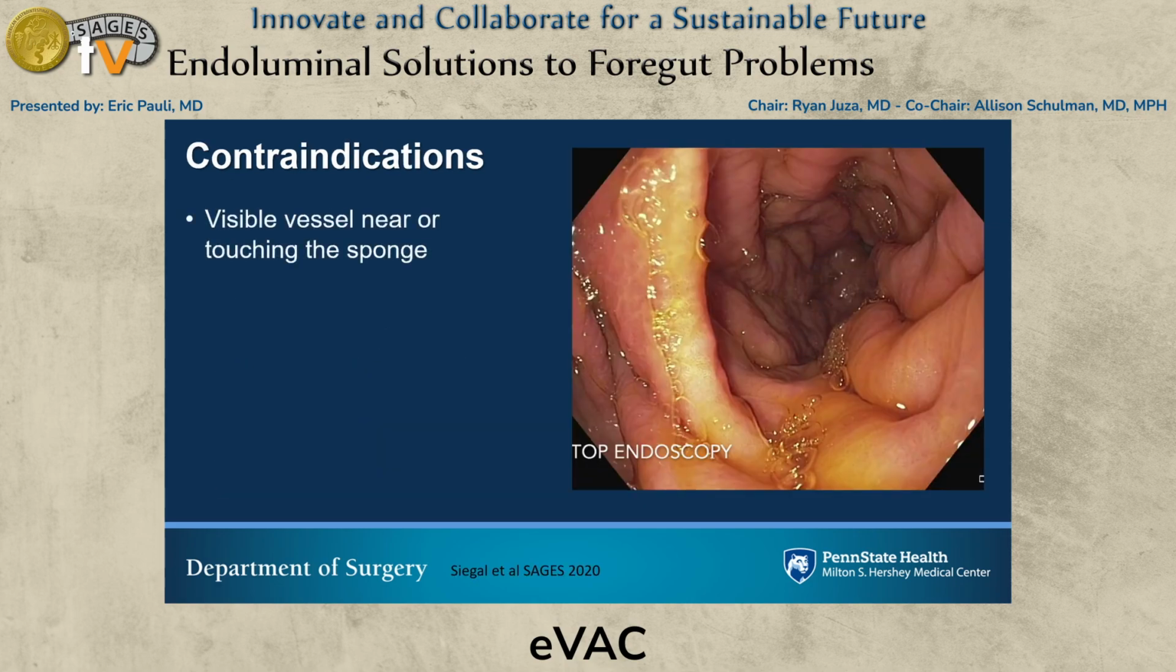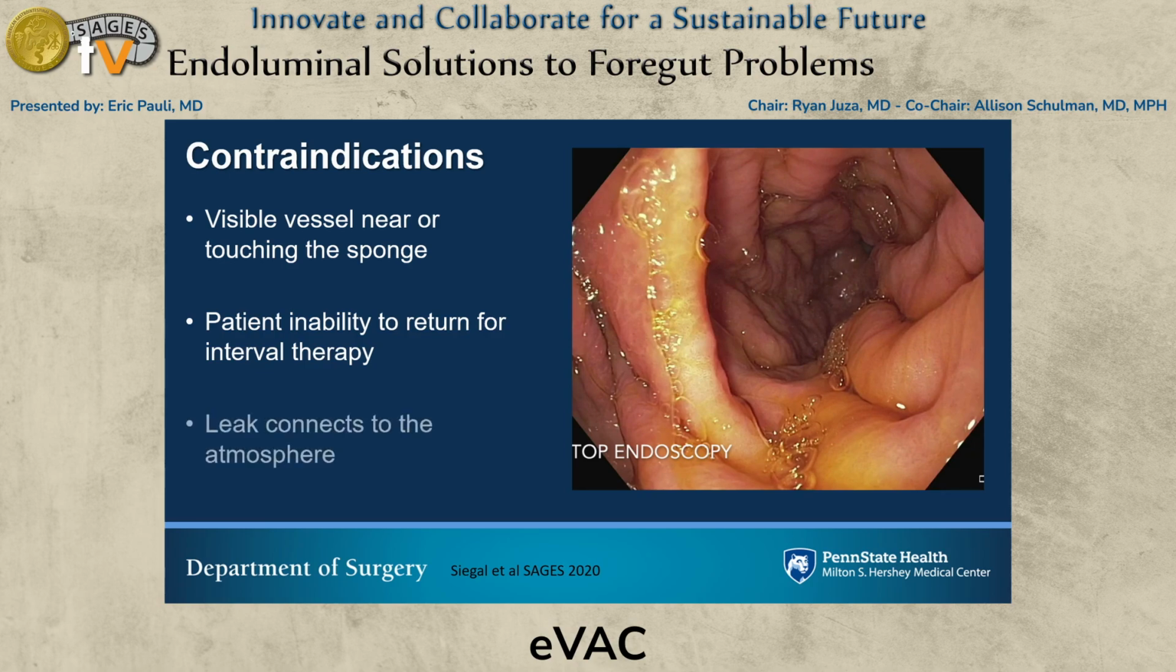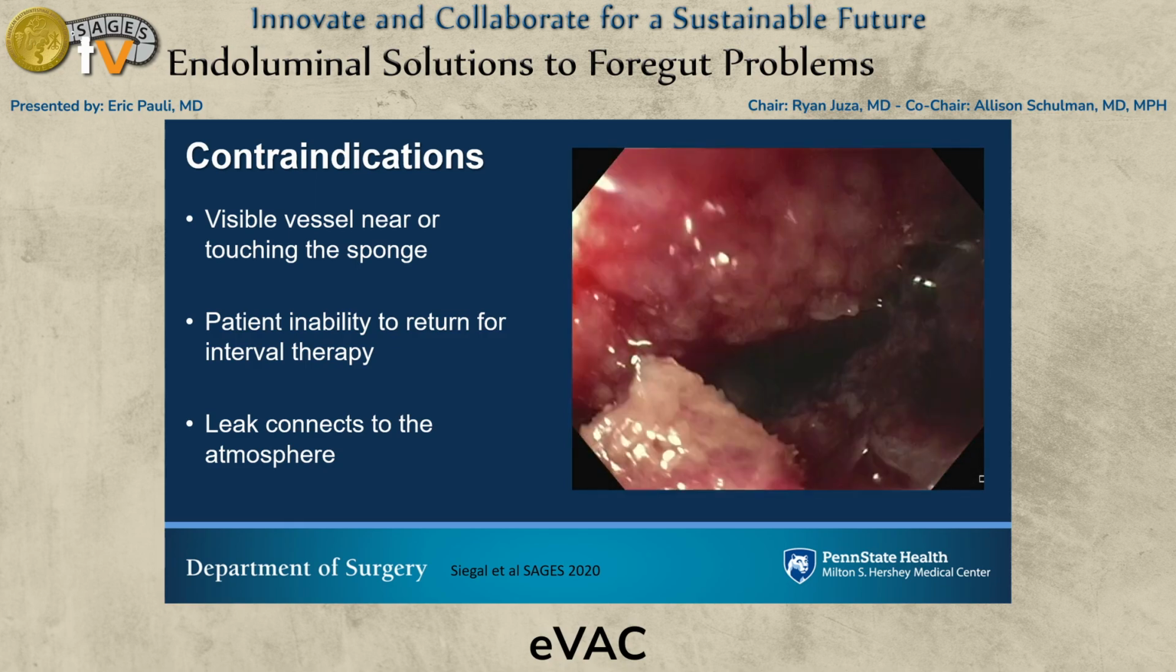There are a few contraindications listed in the literature. A visible vessel near or touching the sponge. This is, I would say, a relative contraindication. I've vac'd on both the heart and the great vessels. I would label them blood vessels, and they're visible in the field, and so you can get away with it sometimes. If the patient cannot go back at intervals for therapy, if the patient is too sick, too hemodynamically unstable to undergo the general anesthesia that's necessary for this therapy, or if the leak connects to the atmosphere, some people say that is a contraindication.